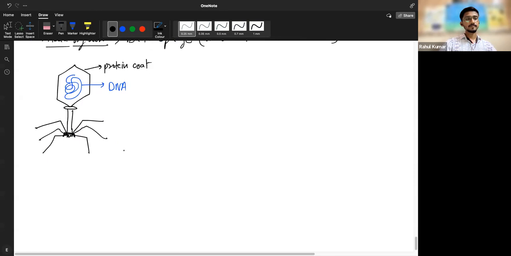So write down what they did. Write down first what a bacteriophage is. Bacteriophages are viruses that infect bacteria. Bacteriophages are viruses that infect and kill bacteria.